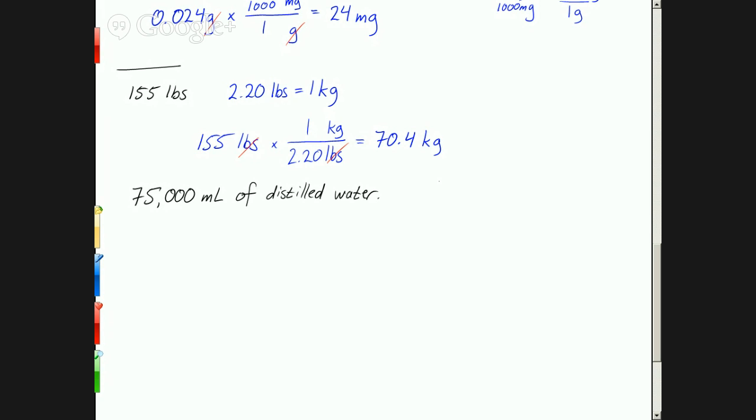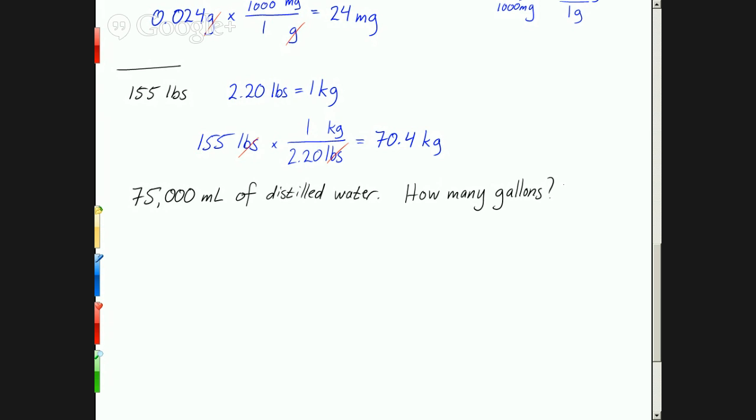So we're setting up our machine. We see we need 75,000 milliliters. We go to the store to get some distilled water, and we find big gallon jugs of distilled water. So we need to know how many gallons is 75,000 milliliters.